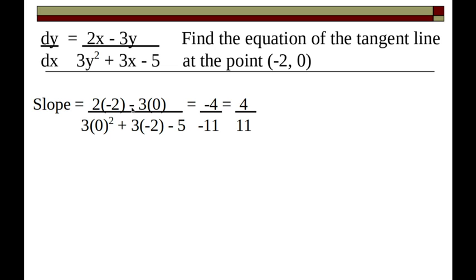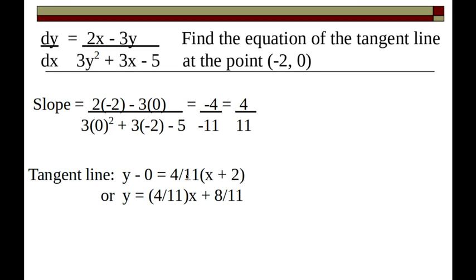So we replace x with -2 and y with 0. The numerator ends up being -4 minus 0, which is -4. The bottom becomes 0 minus 6 minus 5, which is -11. Reduce it, and you just get +4/11. So we've got our slope and our point.